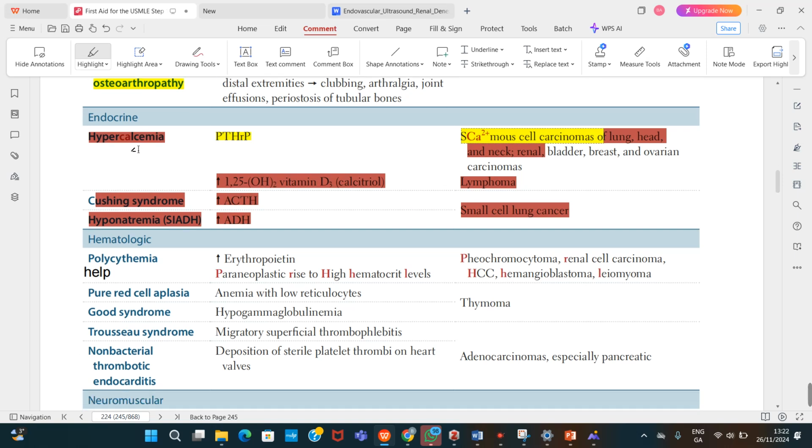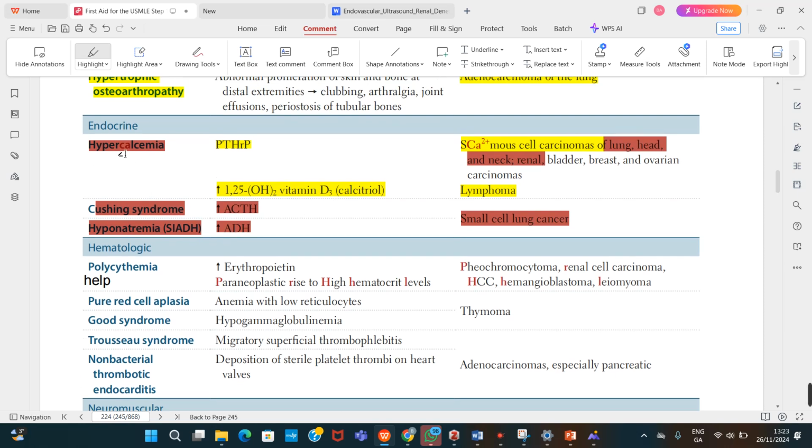So people can also have hypercalcemia due to paraneoplastic production of vitamin D, 1,25 vitamin D3, which you know as calcitriol. The only malignancy that causes it is lymphoma. Many people don't know this. I'm telling you now. Let us put it at the back of our mind. Lymphoma produces 1,25 vitamin D3 that can cause hypercalcemia.